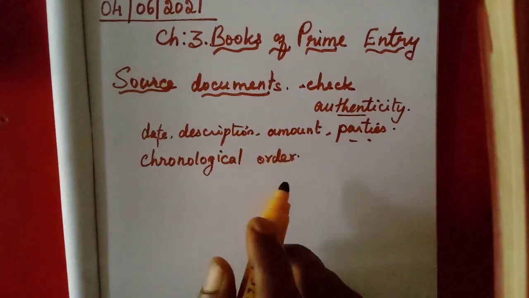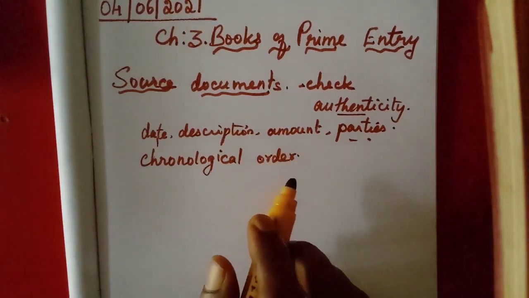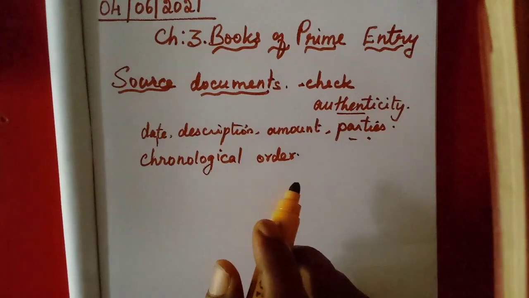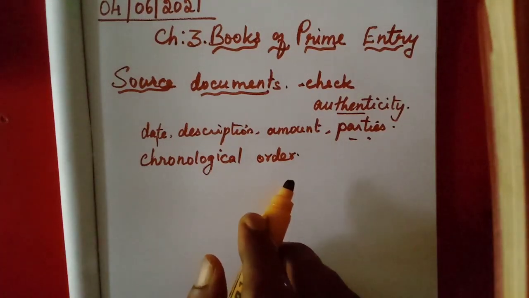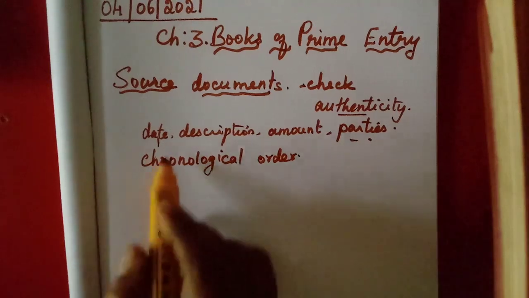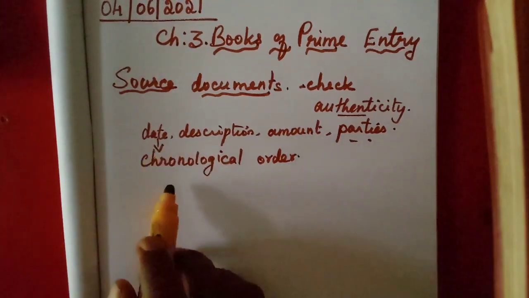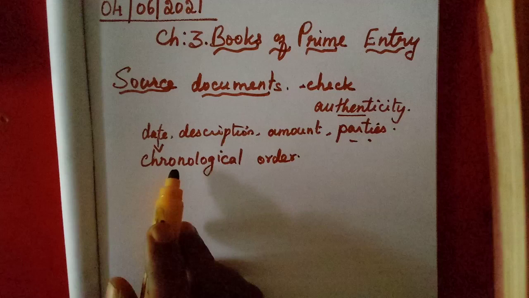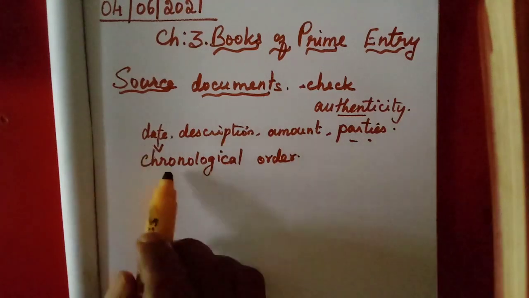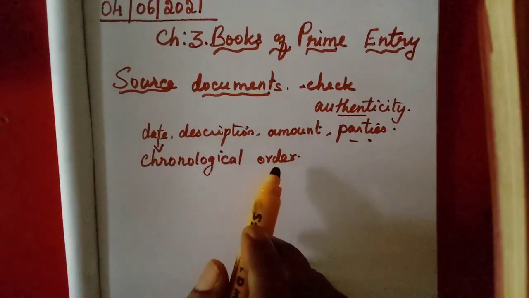Everything is date wise only. If we go searching the file, they will take that year's file or the month's file, isn't it? Everything will be entered date wise. So the transactions are also entered date wise. That is called chronological order.